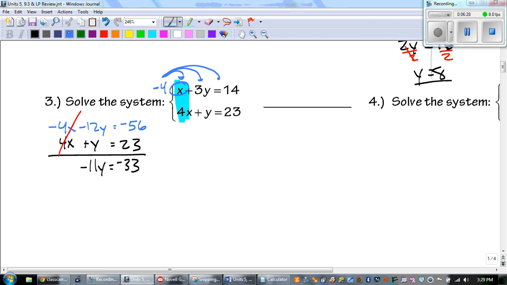Okay, now to get the y by itself, I need to divide both sides, and I'm going to divide by a negative 11. And when I divide by negative 11, I get y equals 3.